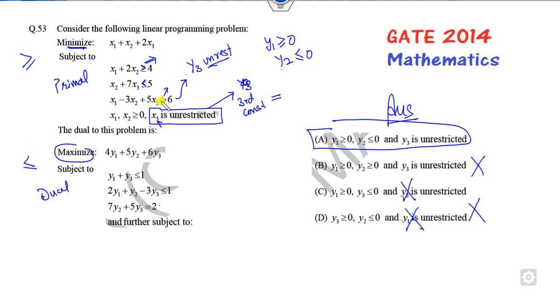So there is no need to solve the problem. If any of the constraints is equality, the corresponding variable is unrestricted. If a variable is unrestricted, the corresponding constraint is equality.